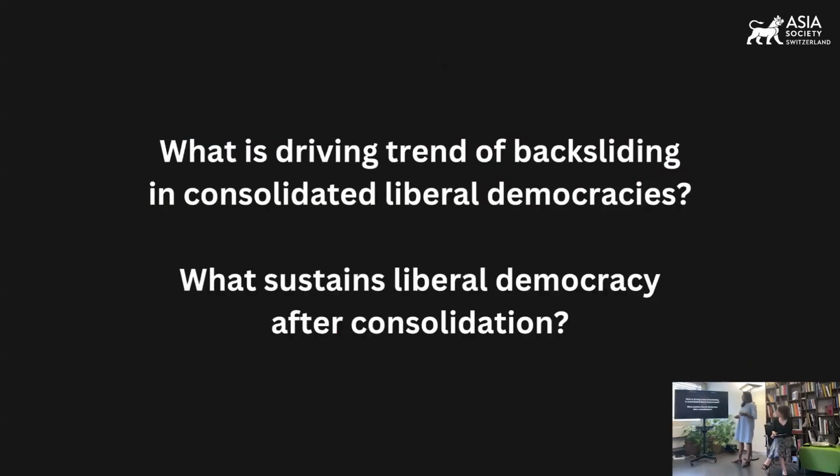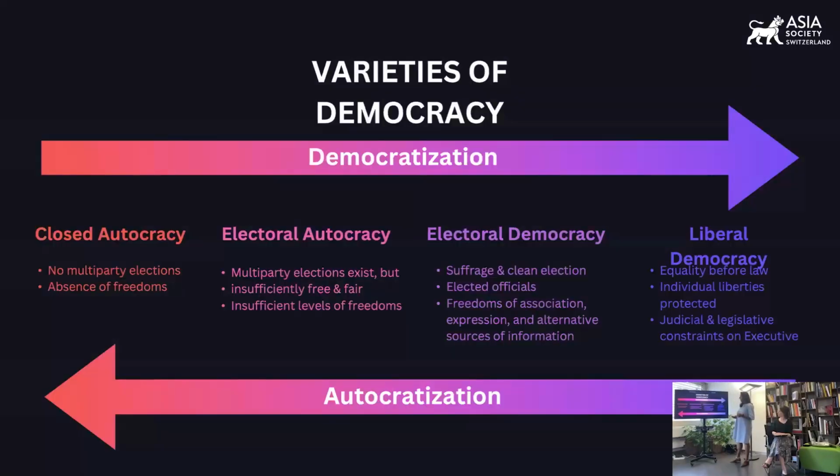And that has, of course, resulted in a very fruitful, revitalized research area in political science, trying to understand what is driving this trend of backsliding, especially in democracies that were considered consolidated. And of course, also to understand what can help sustain liberal democracy after it has become consolidated, because it seems that that is no longer guaranteed, that once a country is a liberal democracy, it will remain a liberal democracy. And so there is this spectrum of regime types, right?